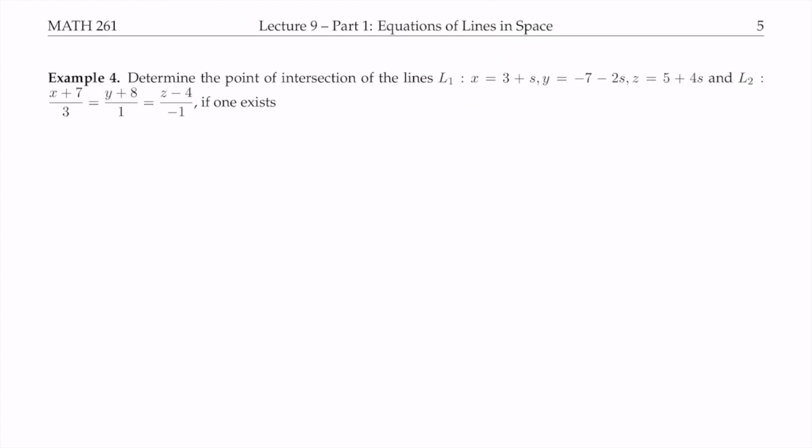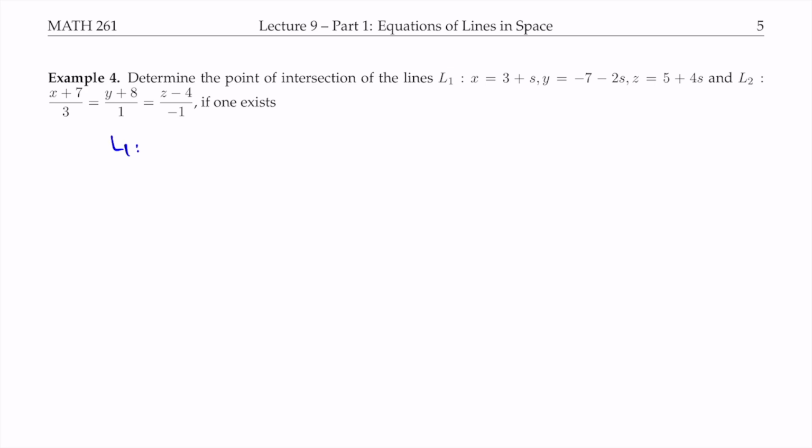So in example 4, we want to determine the point of intersection of the two lines L1 and L2 if one exists. It's not very clear to us if these two lines are intersecting one another or not, so we have to show that first. First, we want to make sure that the two direction vectors are different from one another to show that the two lines are either intersecting or skew.